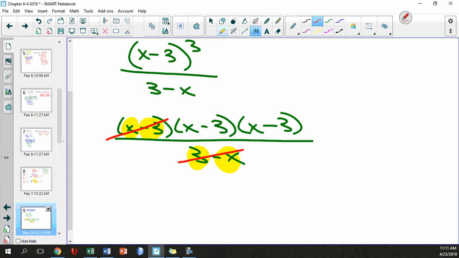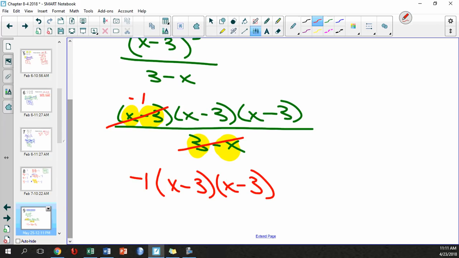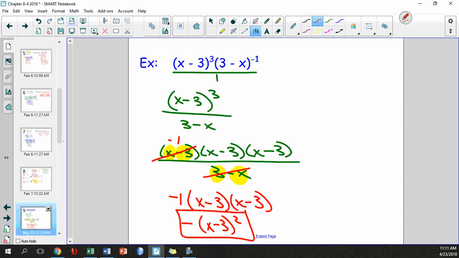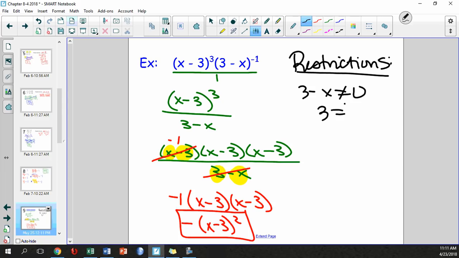Negative 1. So what you're left with is negative 1 times x minus 3 times x minus 3. So how many x minus 3's do you have there? 2. So this is a negative times x minus 3 squared. Do we all understand that? Yes or no? Now, we solved that before we looked for domain restrictions. So if I look for my domain restrictions, my restrictions are going to come from where? 3 minus x cannot be 0, so that means 3 cannot be x. Do we all understand that?